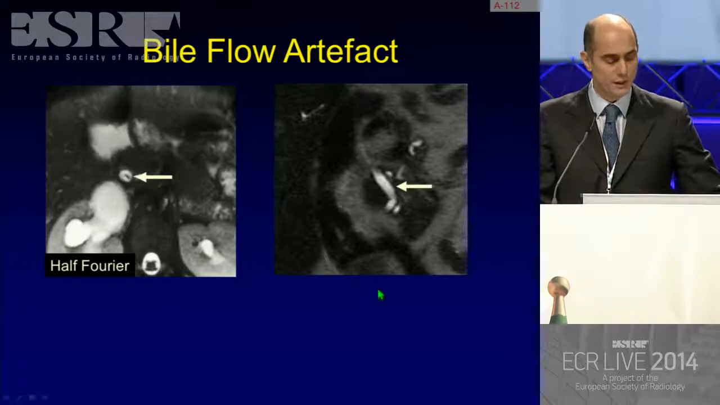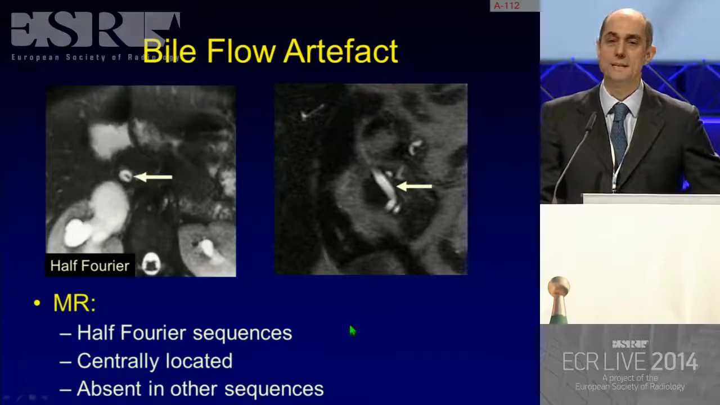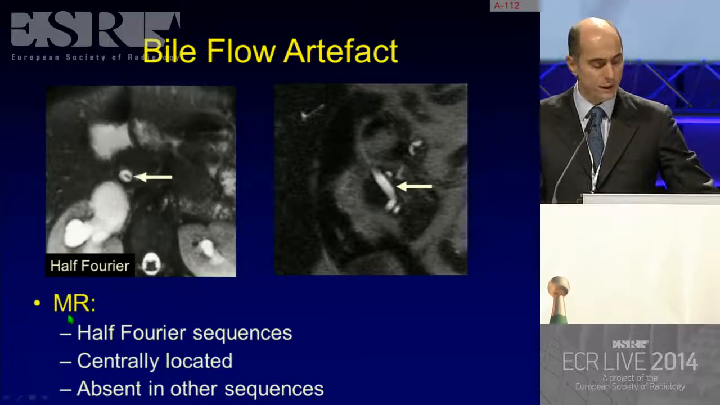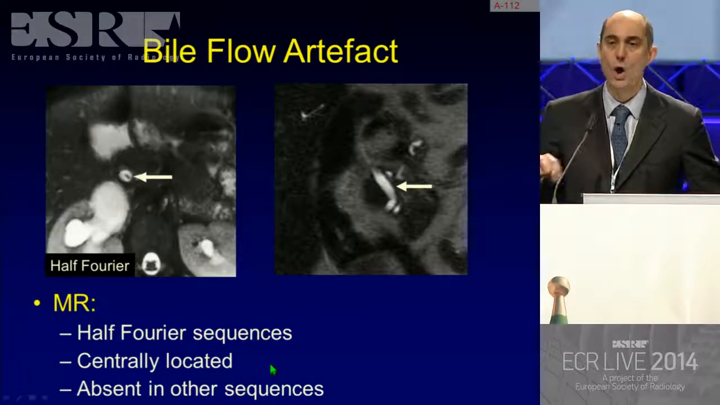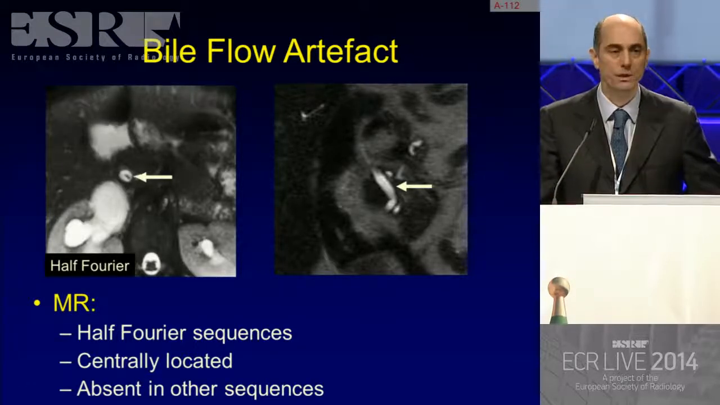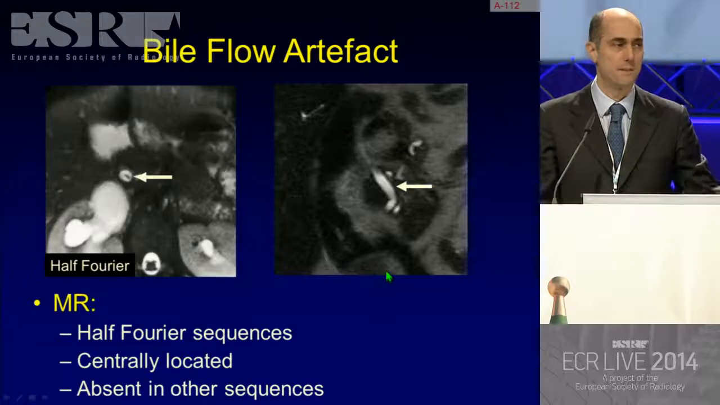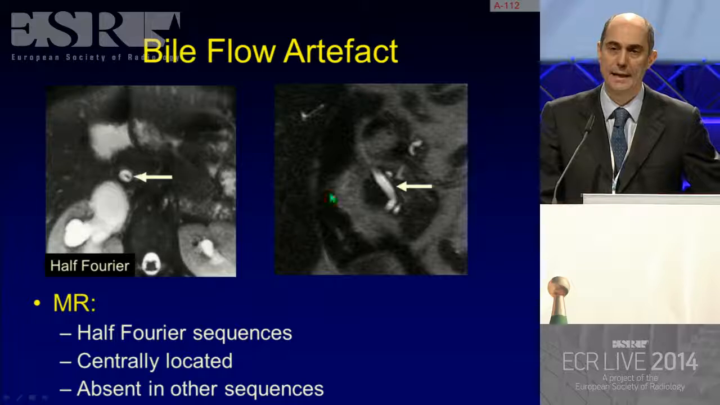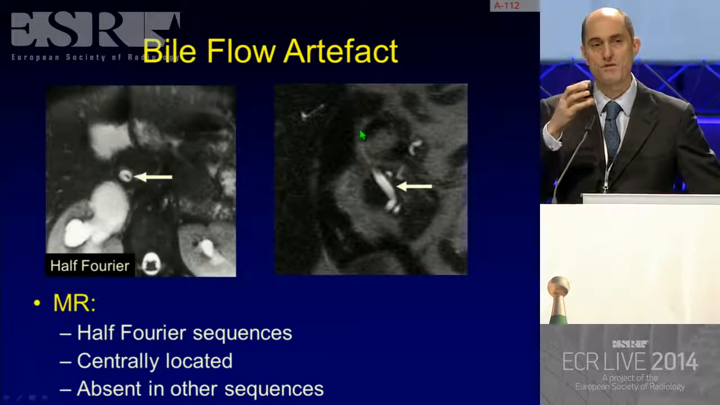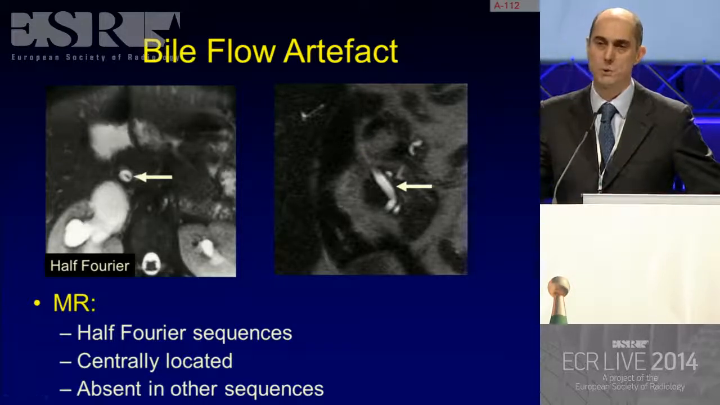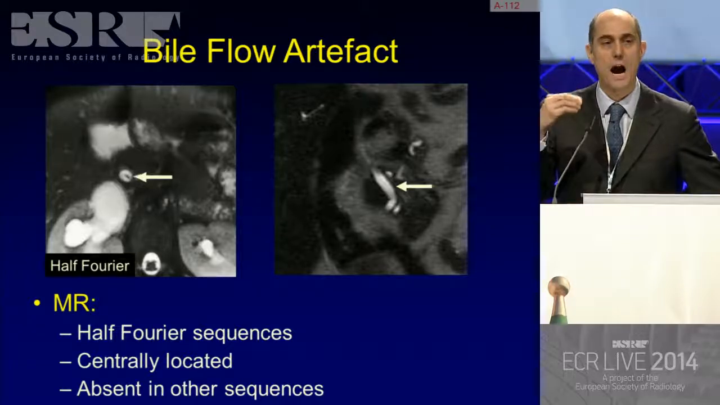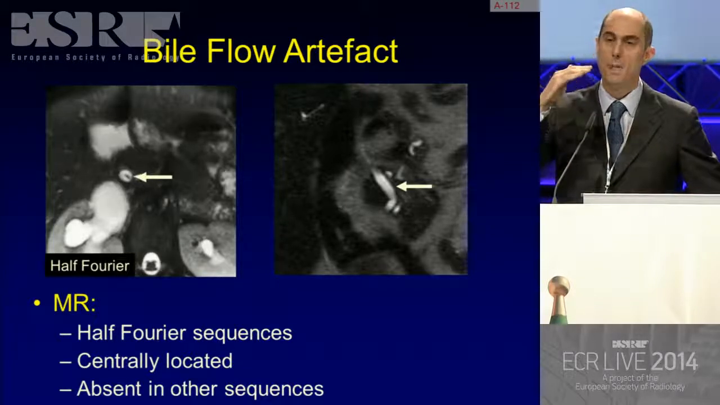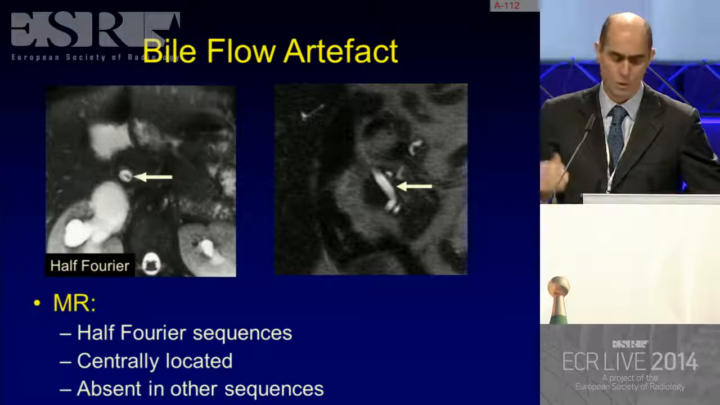Why is this? Which are the signs that are helpful? It occurs, remember, only on half Fourier sequences, not in the other sequences, but mainly on these sequences. It's centrally located, and this is because bile most frequently has laminar flow, so the central part has higher velocity compared to the part which is close to the bile duct walls.